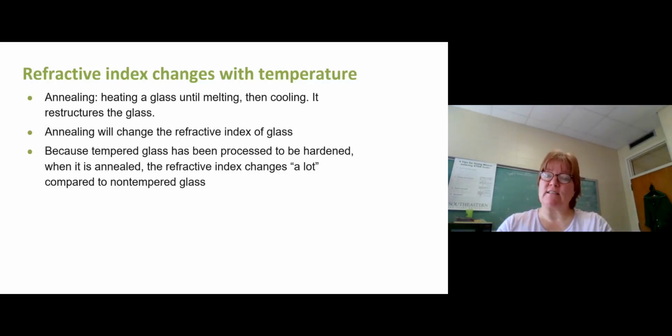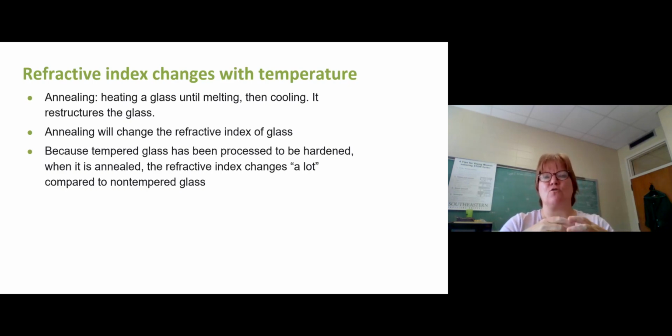So refractive index is going to change with a bunch of things. It's going to change with temperature. If I anneal a piece of glass, and annealing is when I heat a piece of glass till it melts and then cool it. If you have a chip on your windshield and it's really small, they can put a machine on there, and essentially they melt it so that the crack goes away and then let it cool down, and it makes a nice structure.